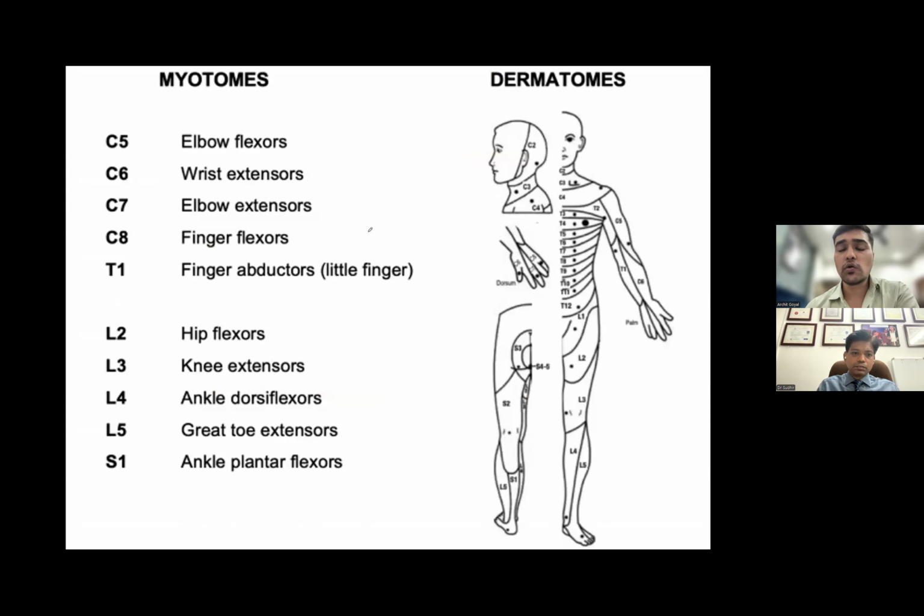Similarly, we have the myotomal distribution of these nerves. We can test C5 using the elbow flexors, C6 wrist extensors, C7 the elbow extensors, C8 the finger flexors, and T1 finger abductors. So depending upon the clinical findings of the dermatome and the myotome, we can identify the nerve root which has been compressed, and depending on the nerve root which is compressed, we can identify the level of the pathology.